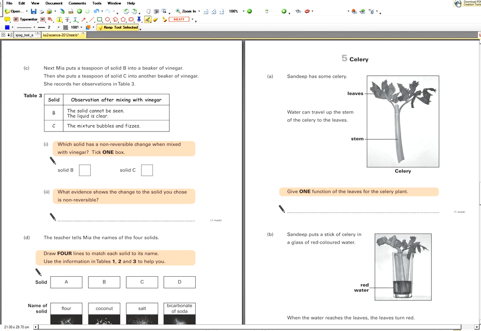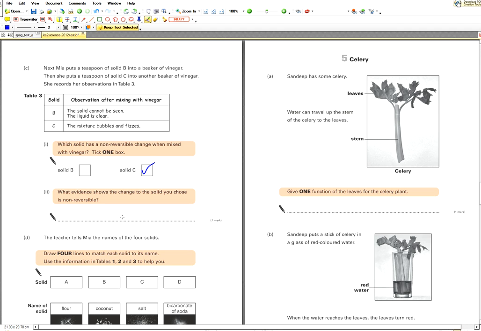So hang on a second. I haven't asked a question, we're just shouting at C. Which solid has a non-reversible change when mixed with vinegar? Take one box for that, is C part 1. And the answer is C. Do you see the answer is C?